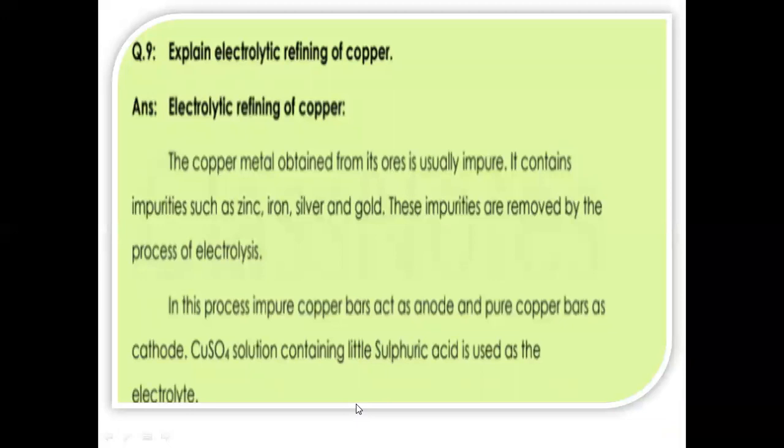Question number 9, explain electrolytic refining of copper. Copper contains impurities such as zinc, iron, silver, and gold. These impurities are removed by the process of electrolysis. In this process, the impure copper acts as an anode, and the pure copper acts as a cathode. Copper sulfate solution with a little sulfuric acid is used as the electrolyte. Why are we using a little sulfuric acid?